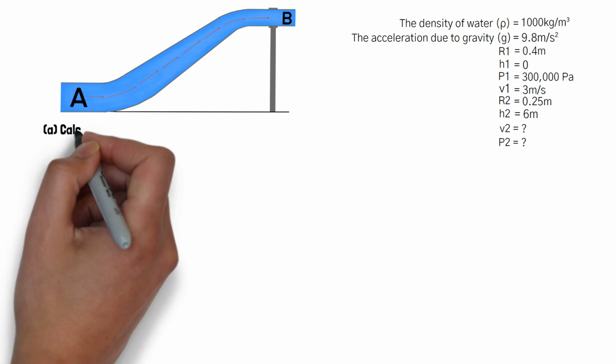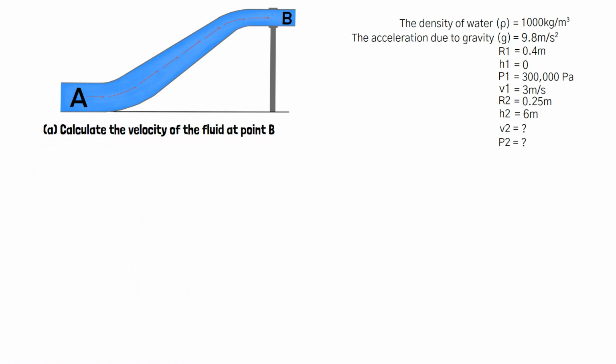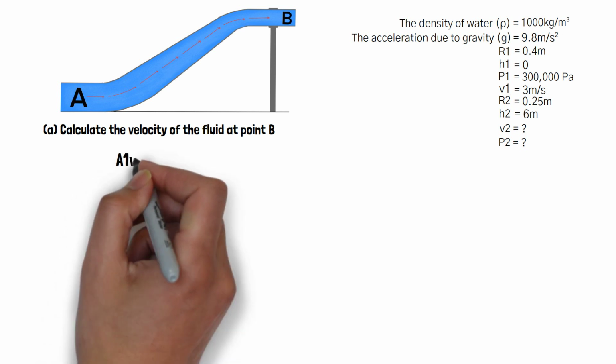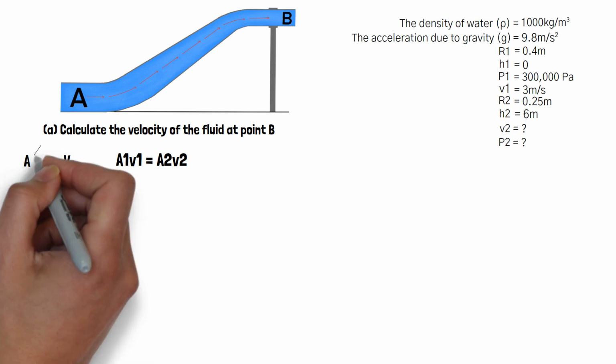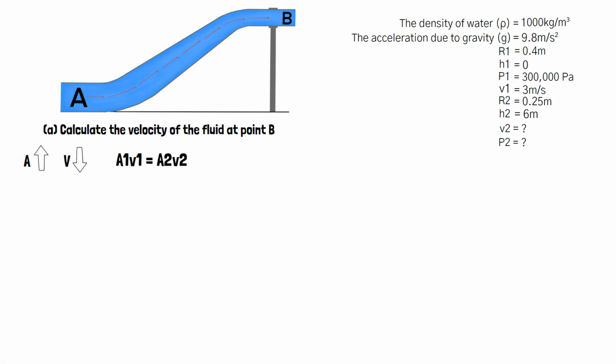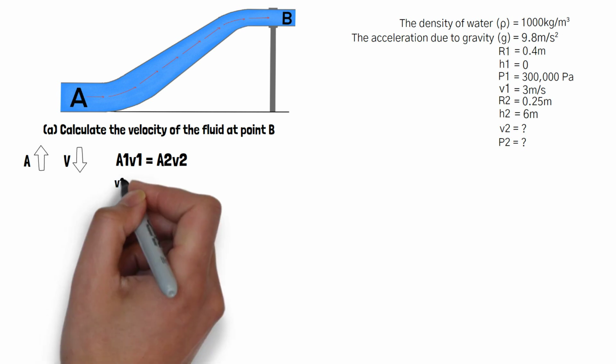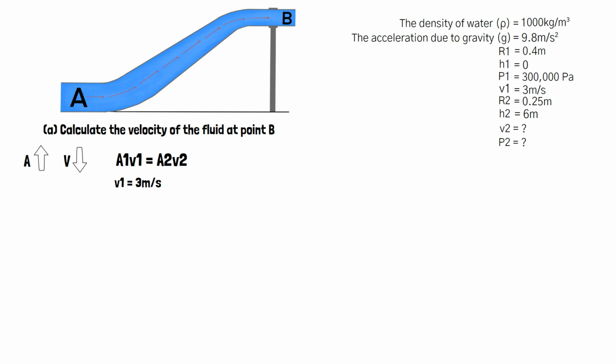Sub-question A requires us to calculate the velocity of the fluid at point B. We can do this by using the continuity equation. A1 V1 equals A2 V2. The continuity equation tells us that the area and velocity are inversely proportional to each other. This means that one cannot increase without the other decreasing and vice versa. So, to use our equation, we already know that V1 is 3 metres per second, as it's given to us in the question. We can calculate A1 and A2 by using the radii for the pipe at both points.